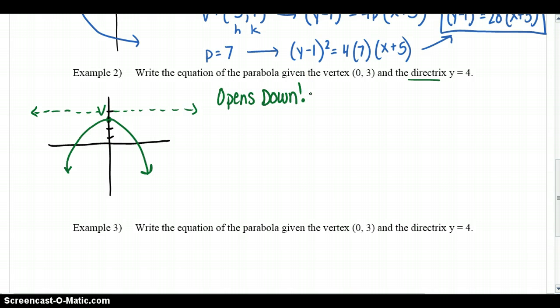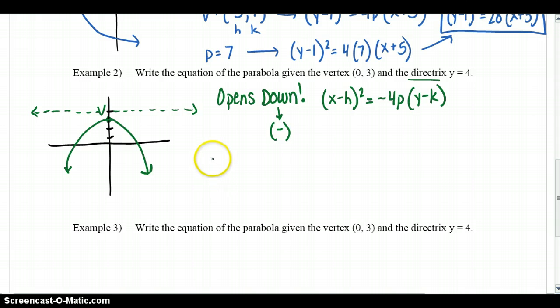And what that should tell you is down is a y direction, which means y should be the variable that's not squared. Also keep in mind that down is a negative direction. So the equation I should be using is (x minus h) squared equals negative 4p times (y minus k).